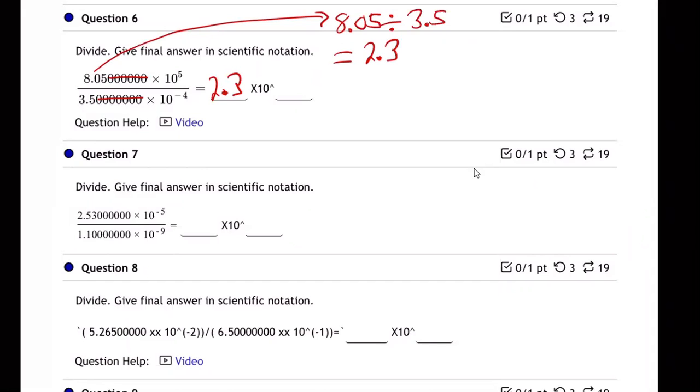2.3 times 10 to some power. Notice that decimal is in the right spot, so we don't have to fiddle with it. It's right where it belongs for scientific notation. It's after the first digit. So that's perfect. Great. Now, the question is, what am I going to do with the tens and their powers?